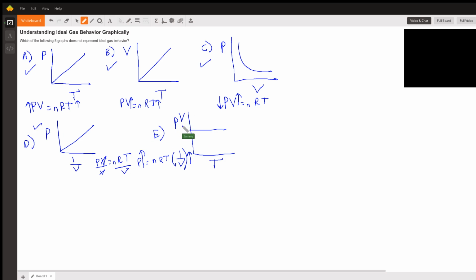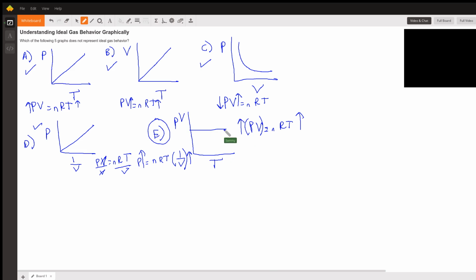So we have the entity of P times V. You have to treat that as one variable, PV versus temperature. Okay, so as we increase the temperature, the entity PV is staying constant. Is that correct? Let's look at the ideal gas equation. PV equals nRT. So if we increase the temperature and we treat PV as an entity, that should be increasing as well. So this graph right here is actually incorrect. So E would be the answer.